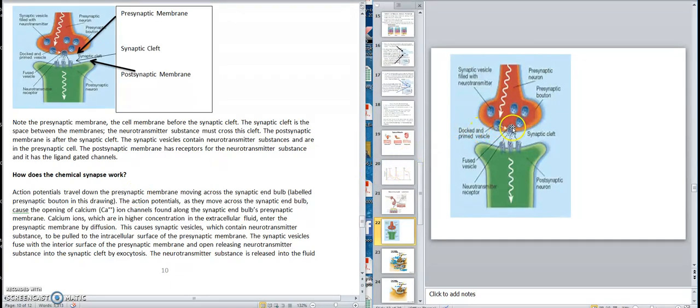Then when they pull to the surface, these vesicles fuse. And then they open up. And by a process we've heard before, exocytosis, they're going to release their neurotransmitter substance into here. Now, when you release it, you've got fluid just swinging by, this extracellular fluid. Some of it's going to get whisked away, but some of it's going to get pulled to the receptors.